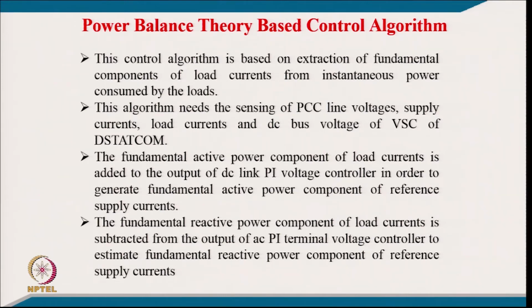In the previous unit template algorithm, of course, we are not sensing the load current, but here we require sensing of the load current. The fundamental active power component of load current is added to the output of the DC link voltage control in order to generate the fundamental active power component of the reference supply current, and the fundamental reactive component of load current is subtracted from the AC PI controller output to estimate the fundamental reactive component, similar to what we discussed previously.